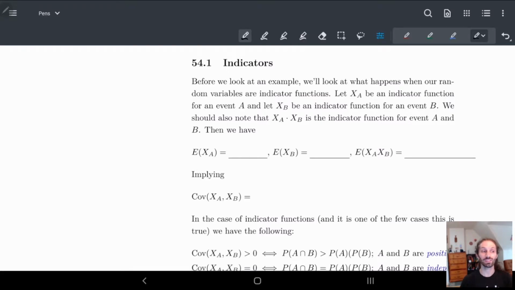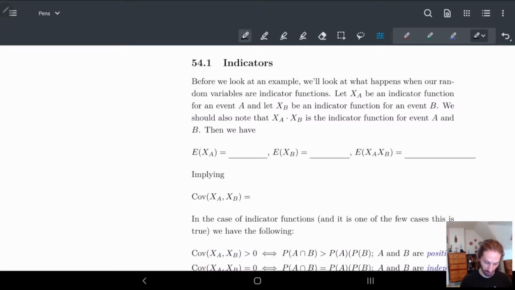Hi, so in this video, we're going to be looking at covariance again, but this time using indicator functions to see an easier example of how things might work. So what we're going to do is first break this down.